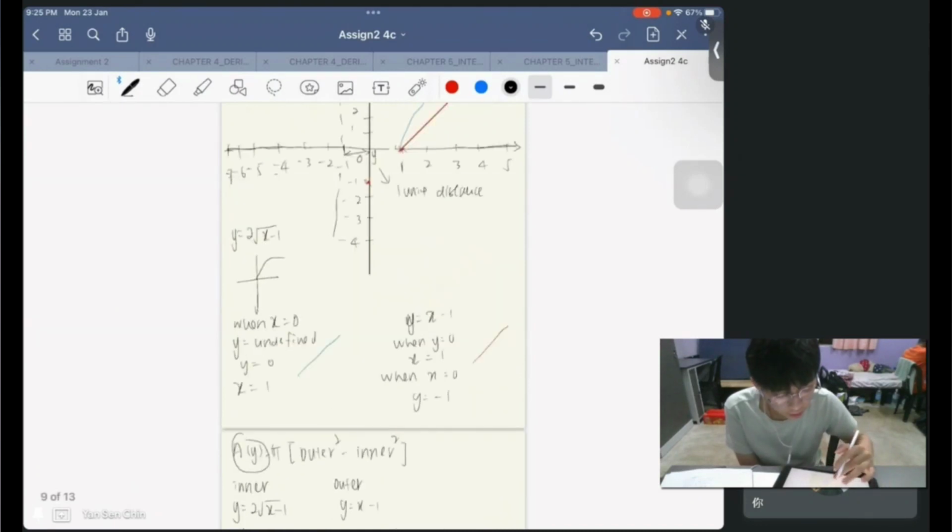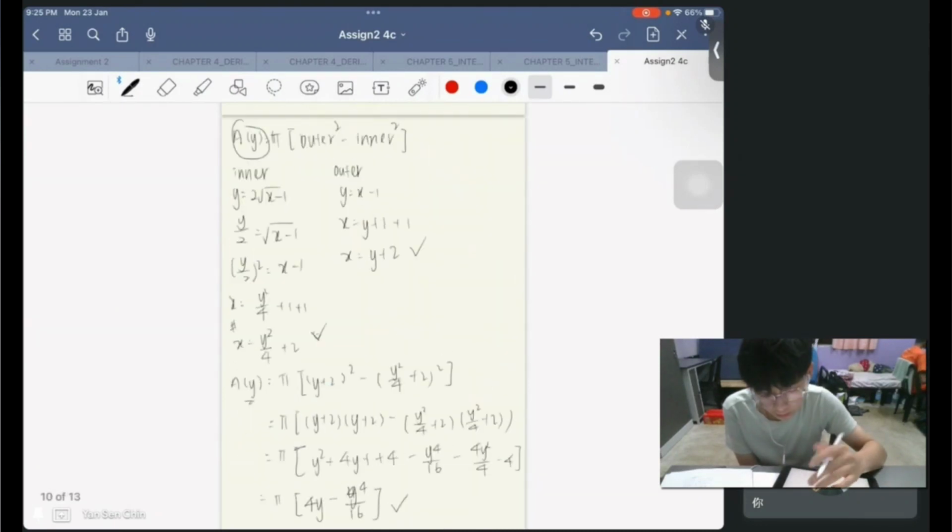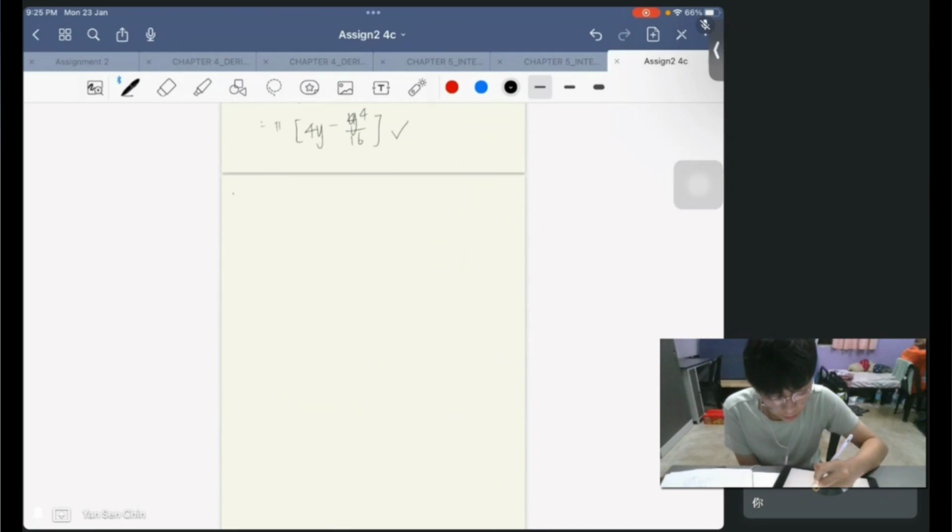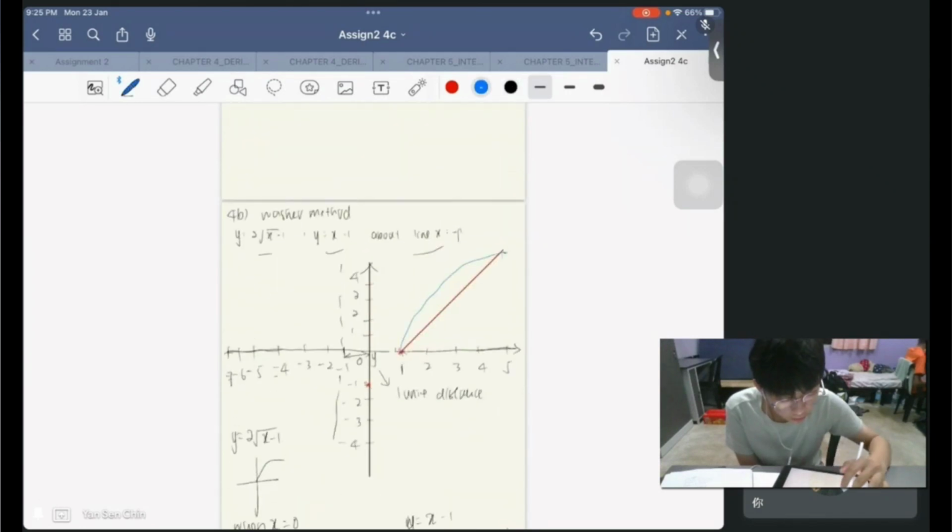Get the cross-sectional area. Then substitute it inside this formula. So this formula is the washer method and is used to find the volume. So actually the shape of this is something like this.